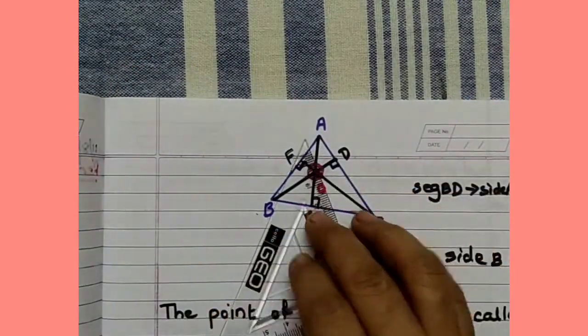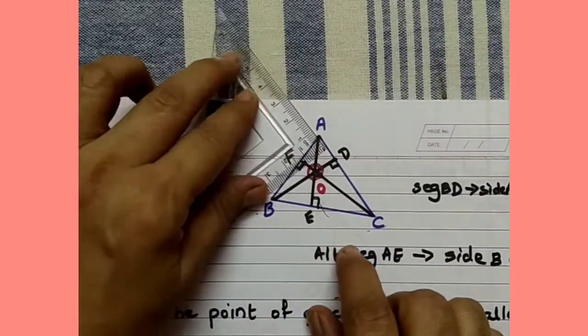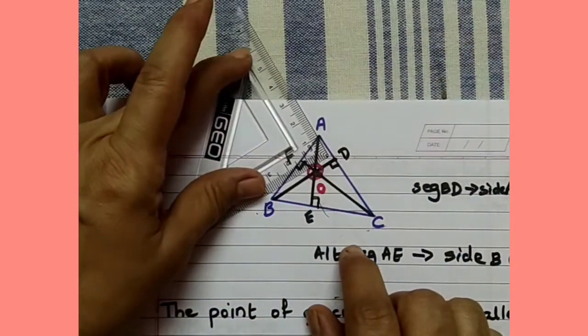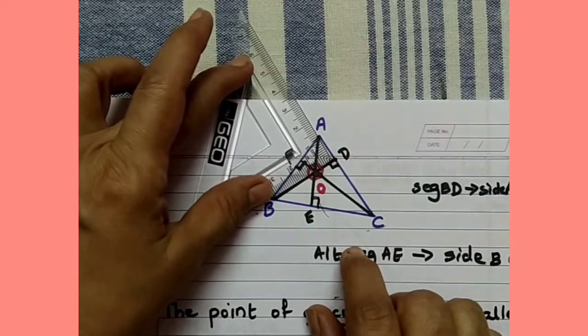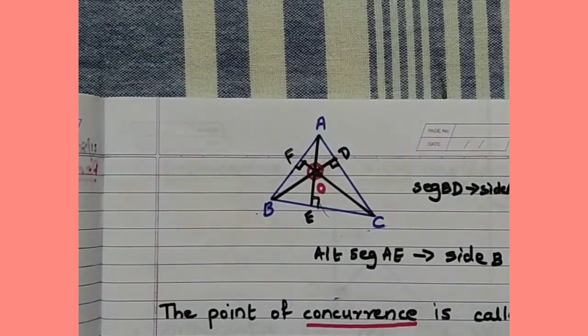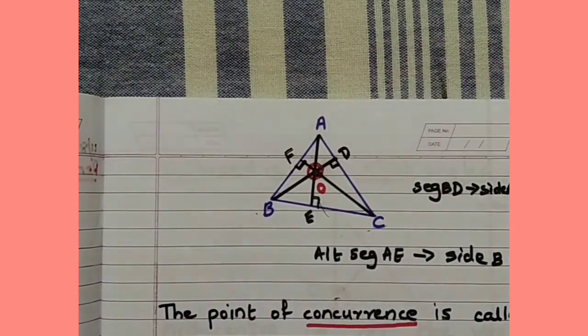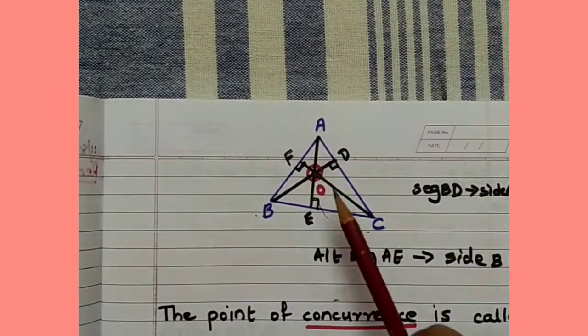Similarly, when I want to draw an altitude on AC, I will keep my set square over here like this, and I will move until I reach the point B and I will draw. So I hope you have understood how to draw the altitudes with the help of a set square. So like I said, each triangle will have 3 altitudes.